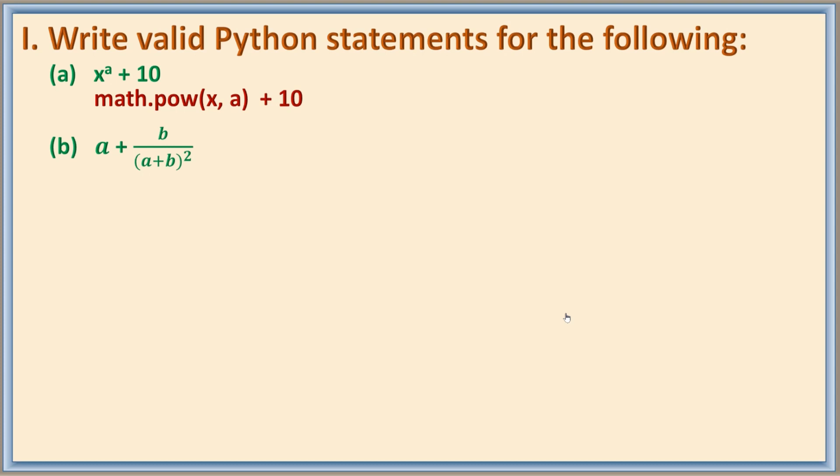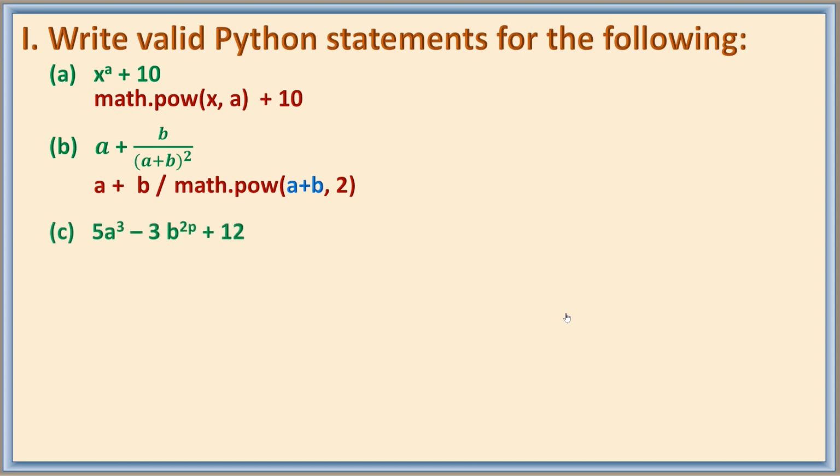The second one, a plus b divided by a plus b the whole square. See, there are two terms, a is one single term. So we will write first a plus, and then the remaining is together one single term. Here we can write b divided by a plus b the whole square. We can write like this, math.pow of a plus b as first argument which is base, comma 2 which is the power of that.